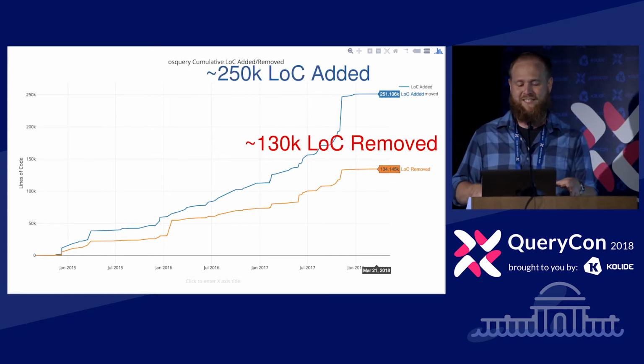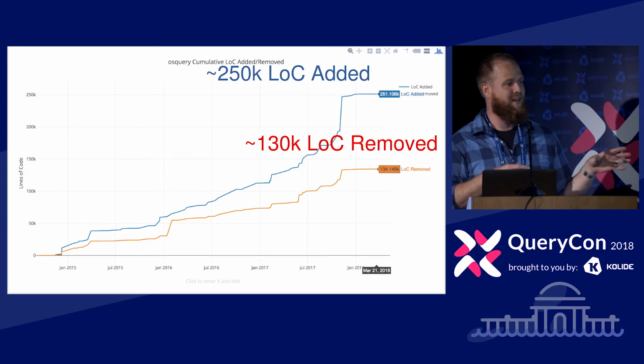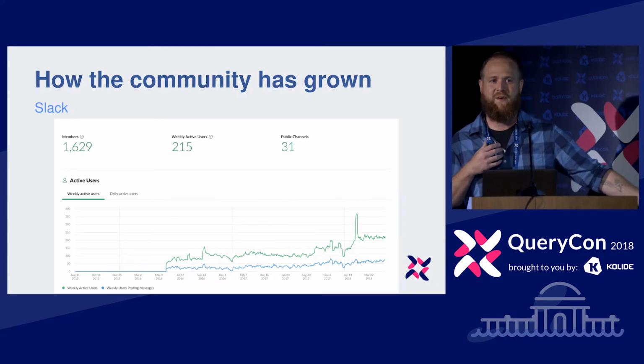250,000 lines of code added, 130 removed. That's awesome. And that's just the lines of code, right? We also have Slack. Slack has great statistics.